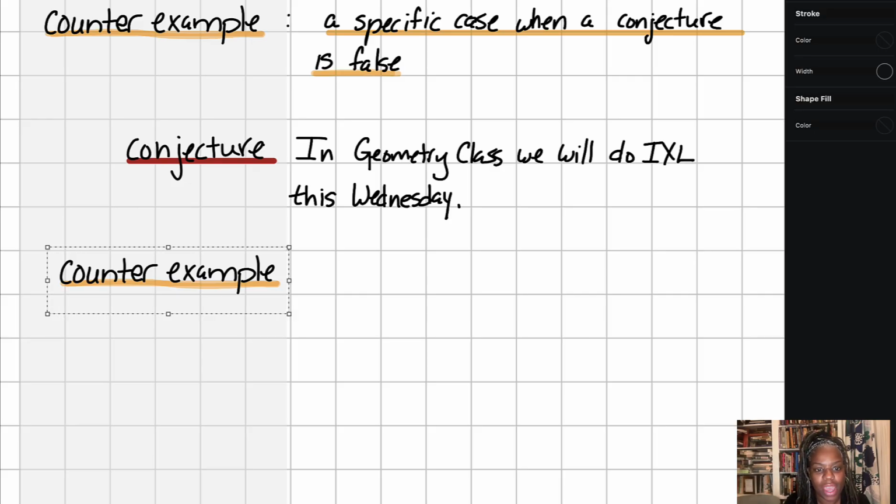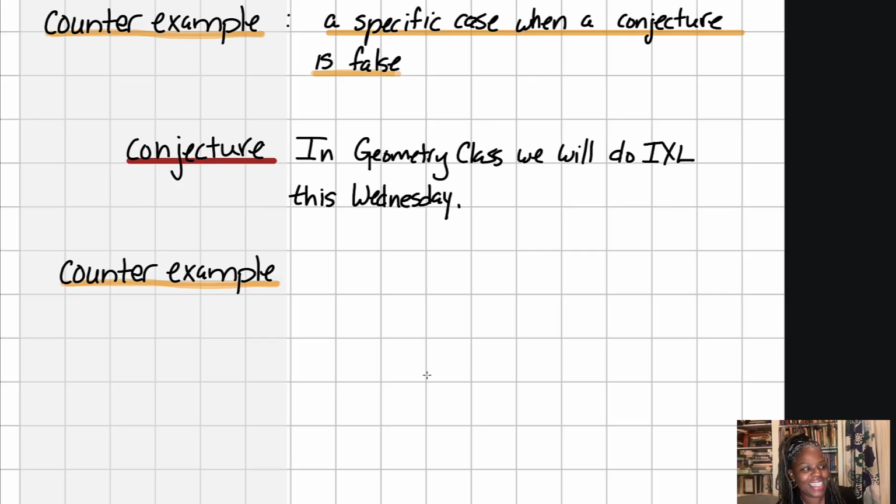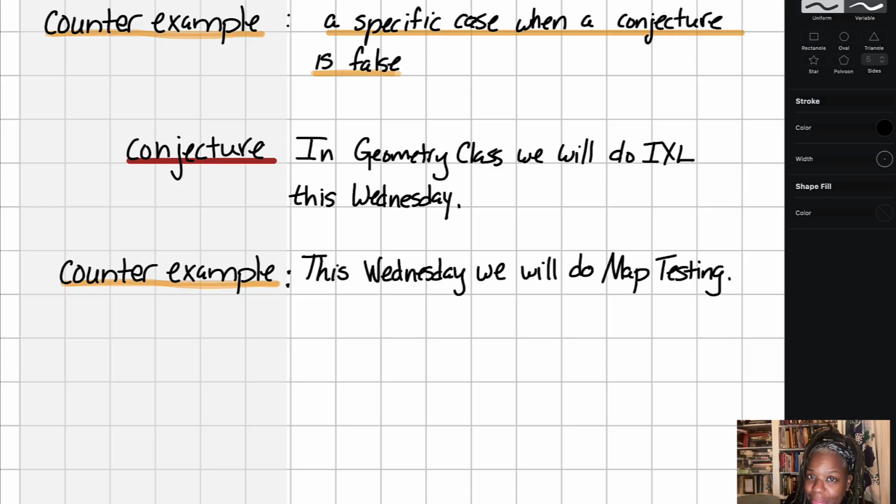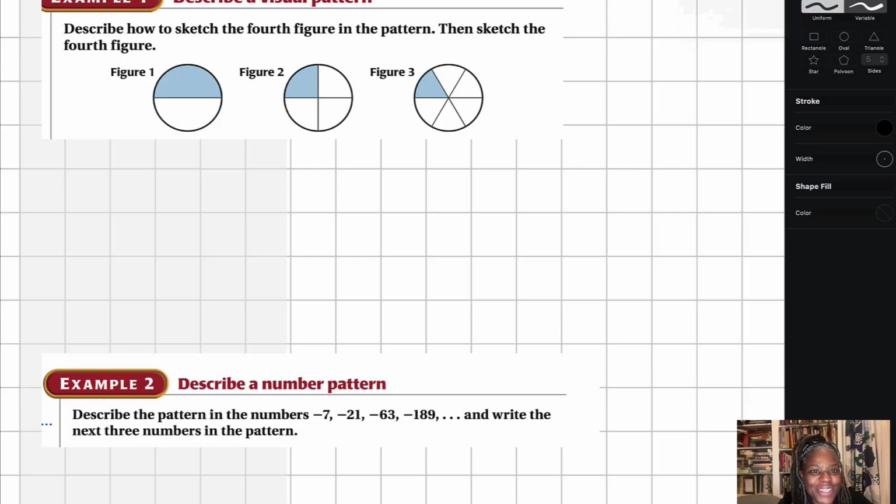So a student to say that would be making a conjecture. They don't know my lesson plan. They have no idea what my plan is, but they're looking at a past experience. They're using inductive reasoning to think through the fact that, yeah, Wednesdays we do IXL. Here's the counterexample. The counterexample is that this Wednesday, we're going to be doing MAP testing. So the fact that we're doing MAP testing this Wednesday, as opposed to the regular IXL, that would be a counterexample to the conjecture that we're doing IXL this week. Make sense?